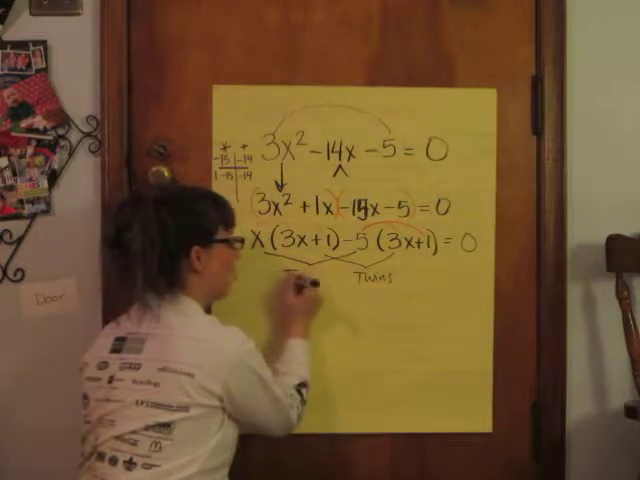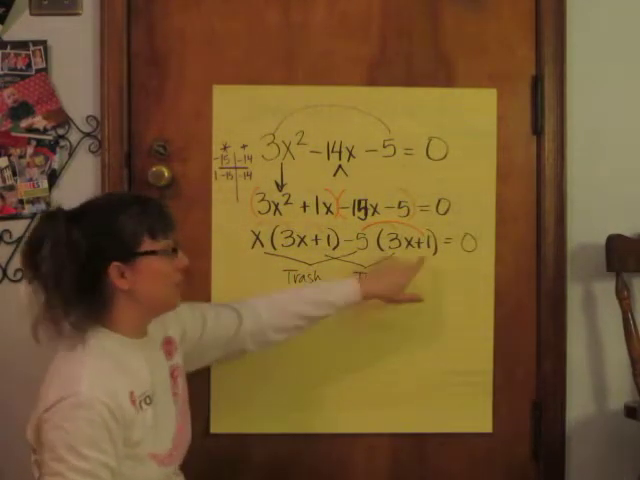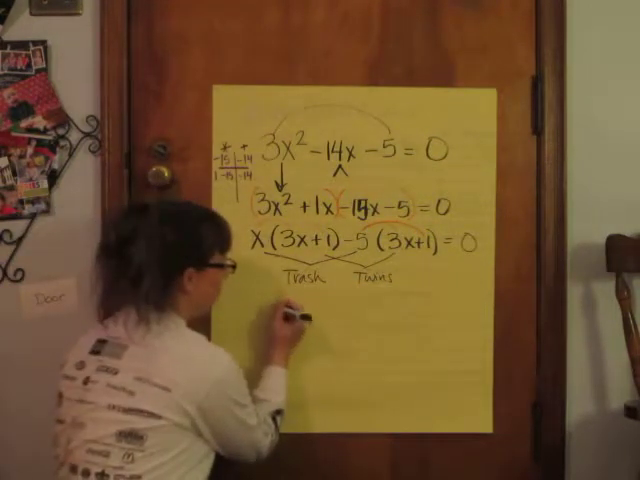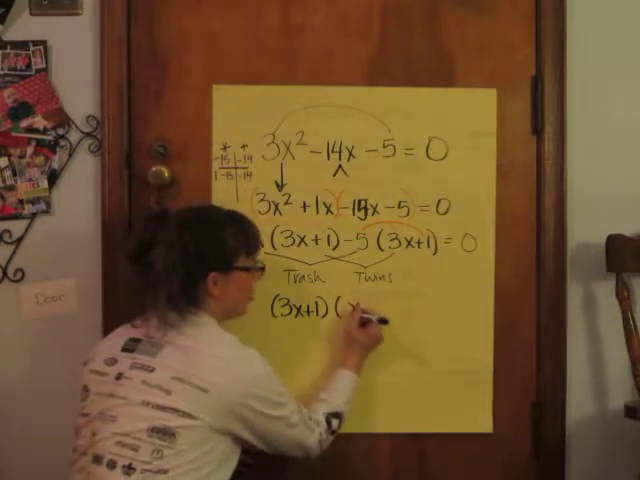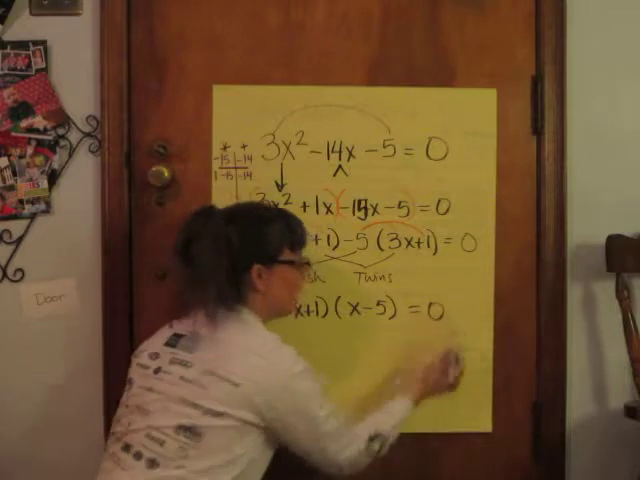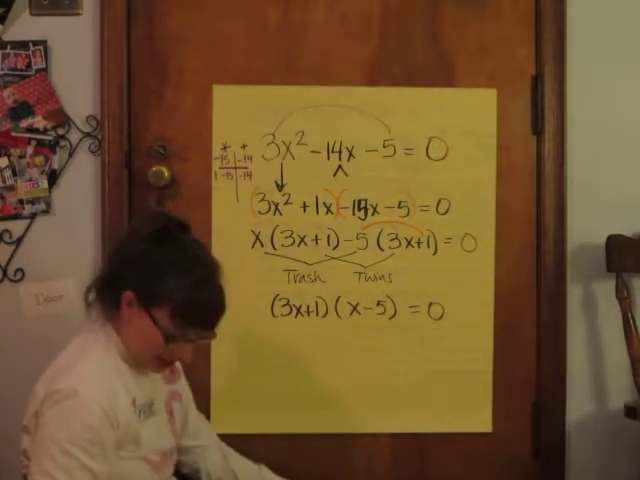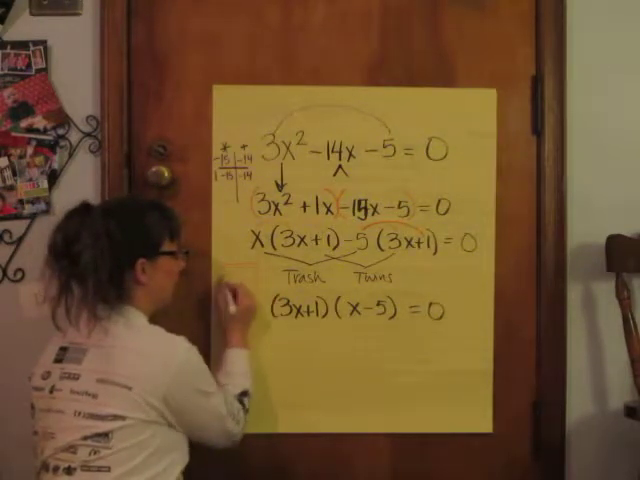These are my trash. You write your twins down once because you're basically factoring out what they have in common. So you write your twins down, 3x plus 1, and you write your trash down. It's what's left after you pull those out, set it equal to 0. Twins and trash. Okay, we did do a box method. I'll kind of show you a little quickly over here.